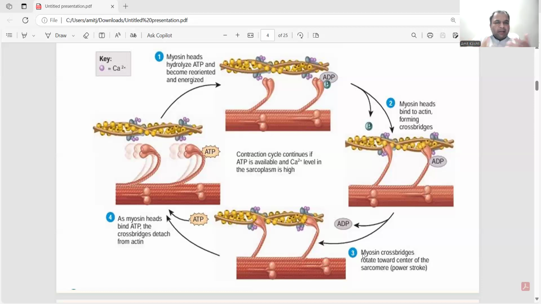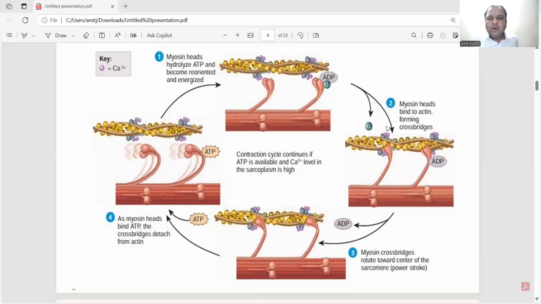Now, I will make it more clear with the reading material. After briefing this, I will go slide by slide. Again, I am showing this diagram. First of all, let's go through this diagram again. First, the myosin head hydrolyzes ATP and becomes reoriented and energized. So this is the energized molecule you can see. And then ATP is converted to ADP and P. When ATP gets hydrolyzed to ADP and P, that makes the myosin molecule energized.